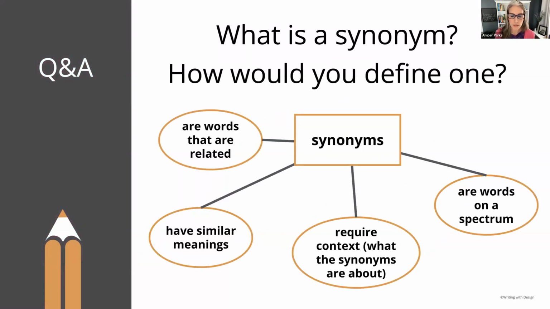How would we define it? Well, we'd like to say that synonyms are words that are related. They have similar meanings, but not the same. They require context, which means what is the synonym about, right? That really helps us know what words are going to fit in that particular context or that particular sentence, that particular spot in terms of what it's about. And lastly is that they are words on a spectrum. So yes, they're similar. Yes, they're on a spectrum. Yes, they're related, but there is something different about them. And the context really matters to help figure them out.